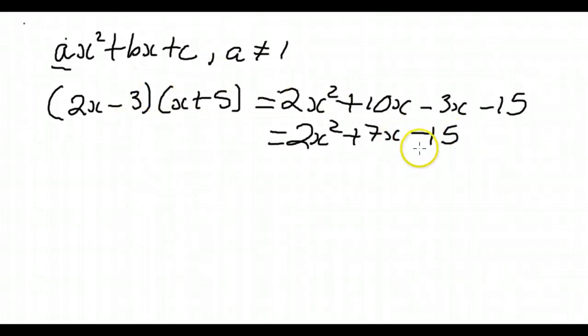Okay, so where does the 2x squared come from? This first product is only from the two first factors in our binomials. Where does the negative 15 come from? Only the last terms in our binomials. That gives us the minus 15. And where do we get 7x? That's a combination of the outer product, 10x, and the inner product, minus 3x. So when we are factoring trinomials of this form, let's keep that in mind.